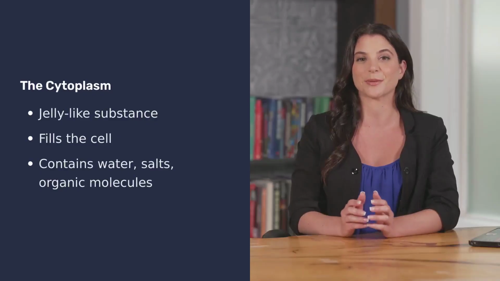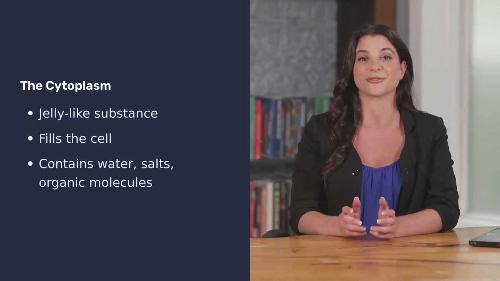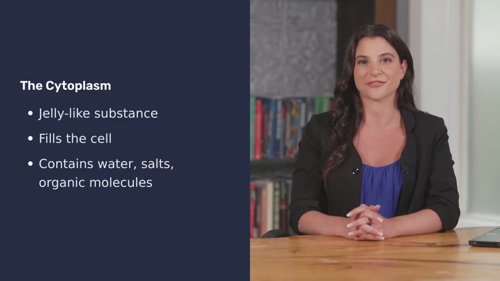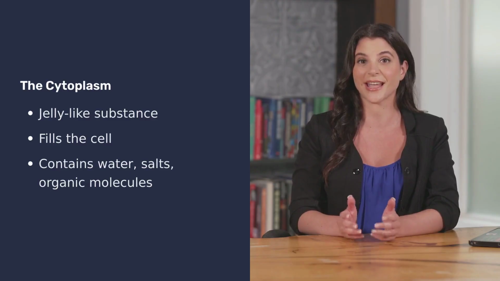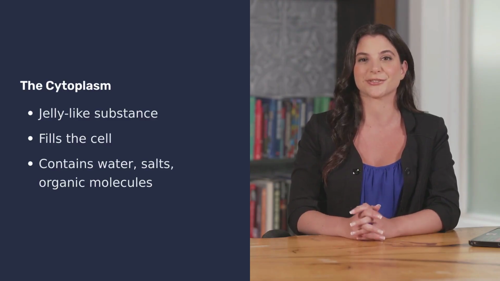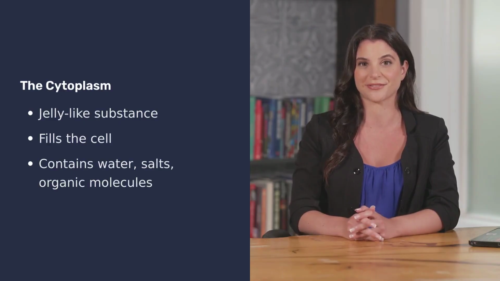Moving inside the cell membrane, we find the cytoplasm. This is the jelly-like substance that fills the entire cell. It's a complex aqueous solution, mainly water, but also packed with salts, organic molecules like proteins and carbohydrates, and various other cellular components. It's essentially the cell's internal arena where much of the action happens.